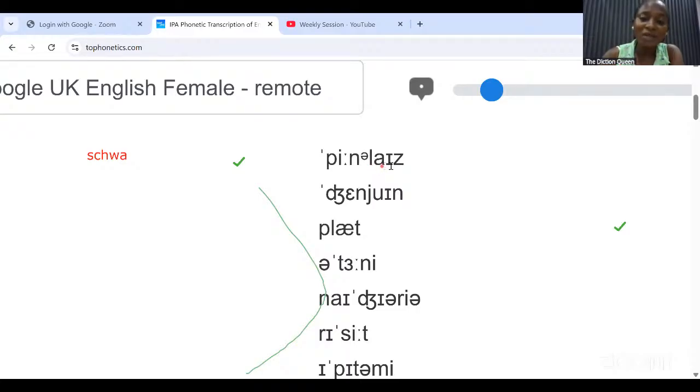Now this sound here is a diphthong. A diphthong is a vowel that has two monophthongs, a vowel that is formed by having two monophthongs. So this right here is a diphthong. I.